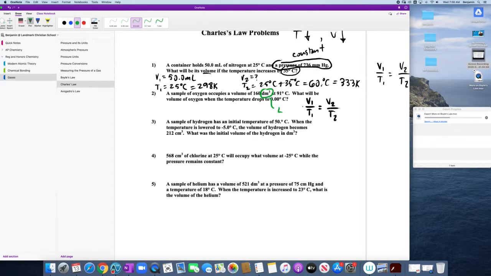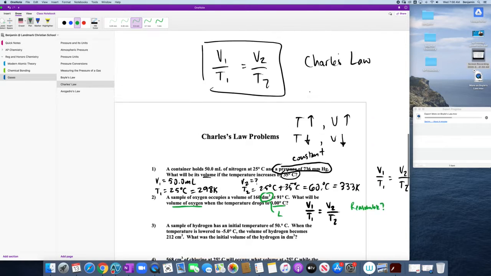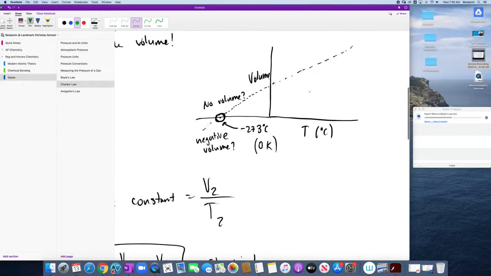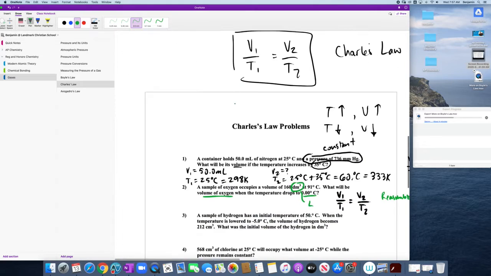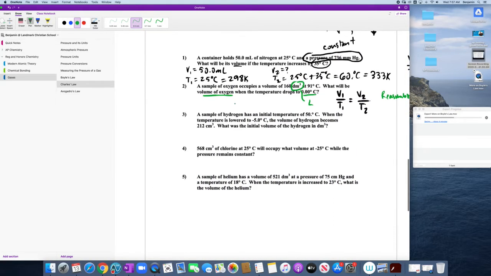Okay, so before we do anything, let's think about something that would be reasonable. How could we be reasonable about what we're doing here? Well, what's going to happen to the volume when the temperature drops? When you have a directly proportional relationship and the temperature is moving this direction, the volume is also getting smaller as well, right? Smaller temperature, smaller volume. If we cool off the gas sample, it's going to shrink a bit.